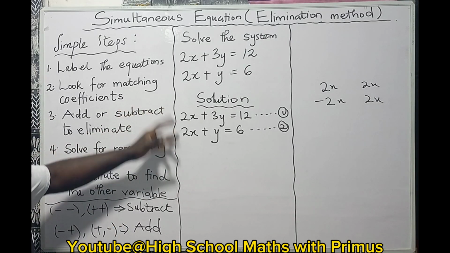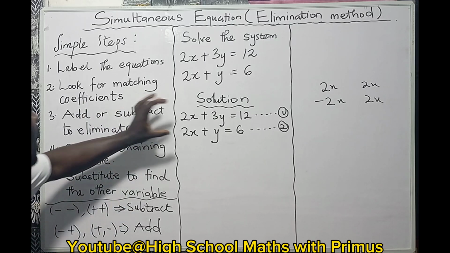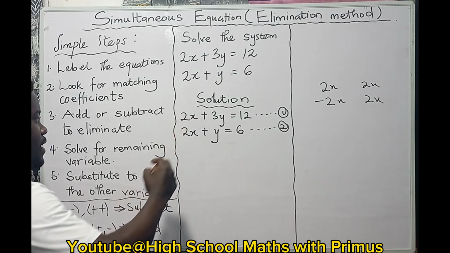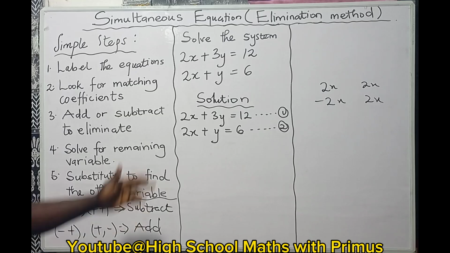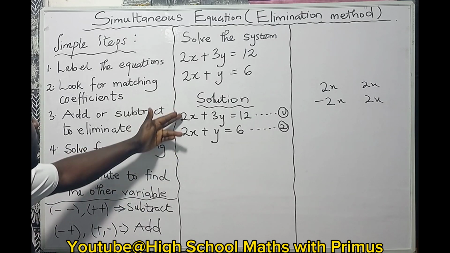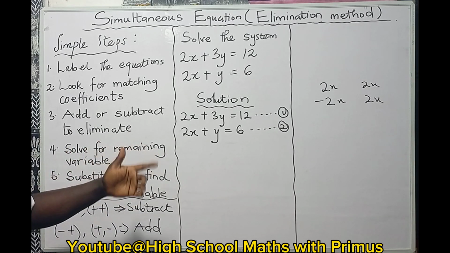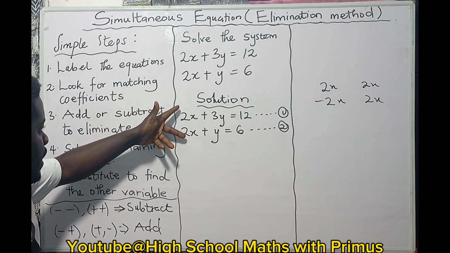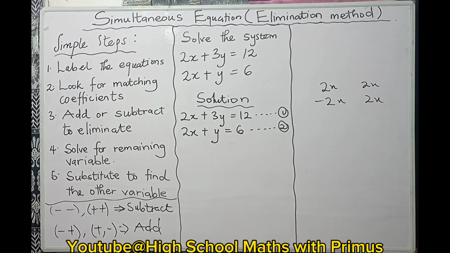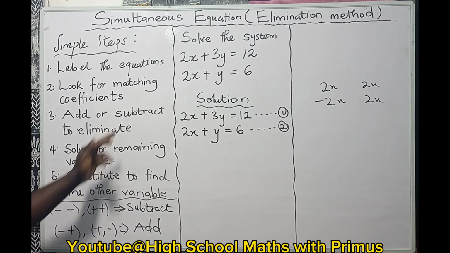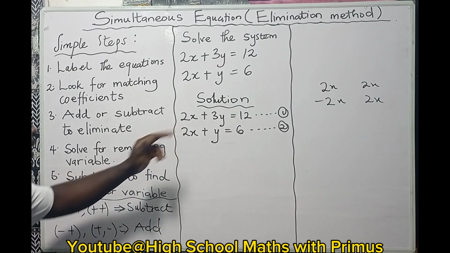And we can only eliminate variables with matching coefficients. In this case, we will eliminate the variable x. Why? Because it is the variable with the matching coefficient. That's the only one we can eliminate at this point. All right. So after identifying which variable to eliminate, in this case x, will you add the two equations, or will you subtract the two equations to eliminate that x?